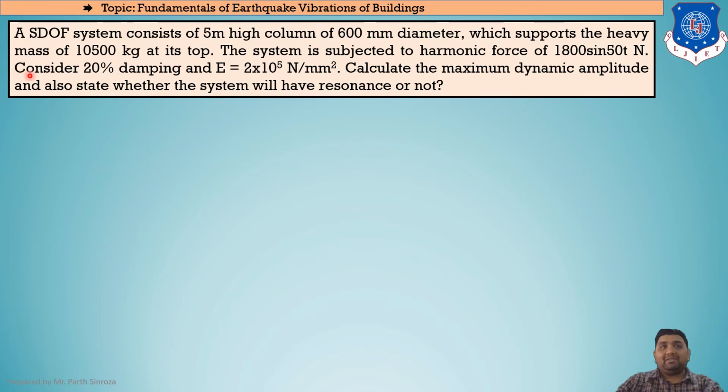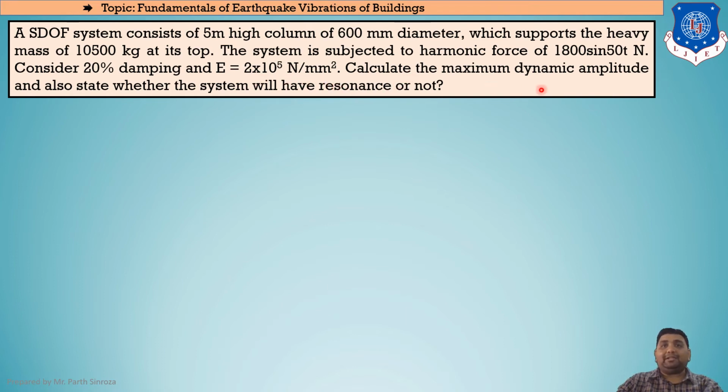Now it is also given considering 20% damping. That means it is a sum of forced damped condition. The damping is given as 20%, so zeta is equal to 0.2 in this case, and E is given as 2 into 10 raised to 5 Newton per mm square. I is not given, so inertia we need to find. Modulus of elasticity of the structure is given as 2 into 10 raised to 5 Newton per mm square.